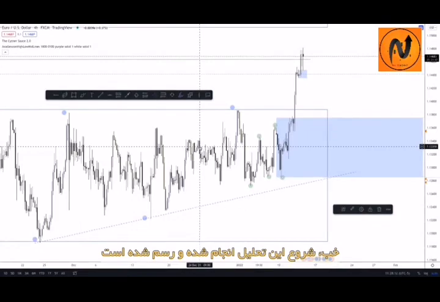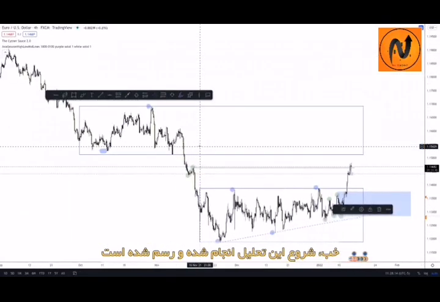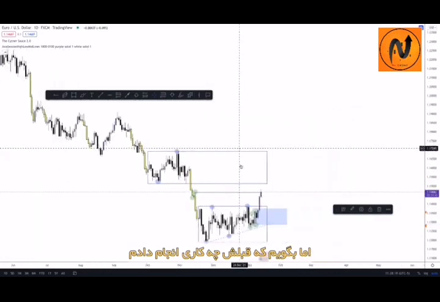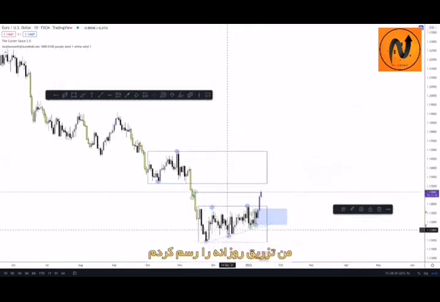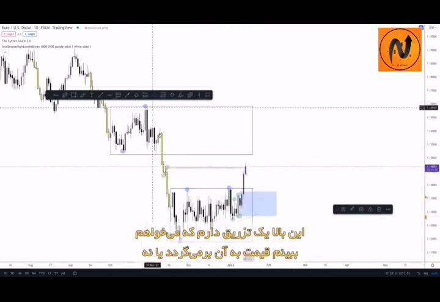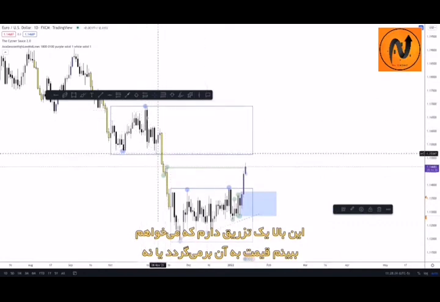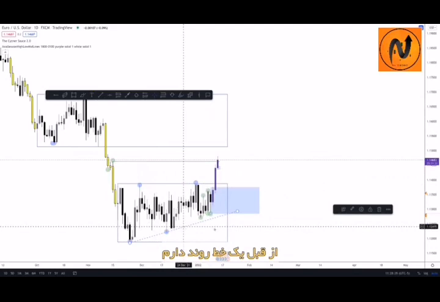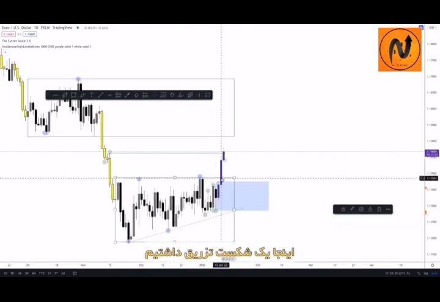All right, so I already drew out the beginning of this analysis, but let me just go ahead and show you what I was doing before. I drew out my daily injection, right? I had an injection up here. I kind of want to see if we come and test into it, right? I had the trend line as before. We had a break of the injection right here.